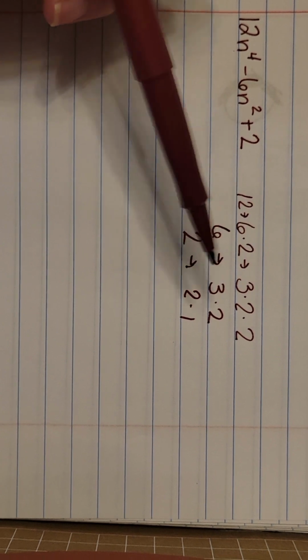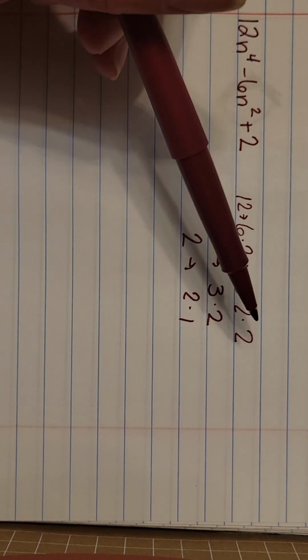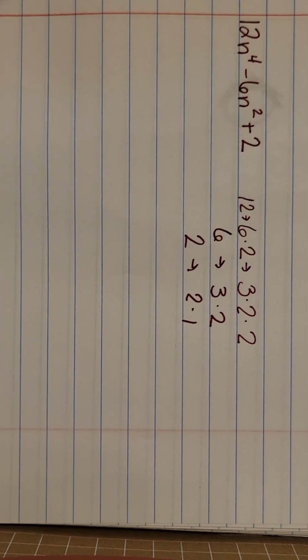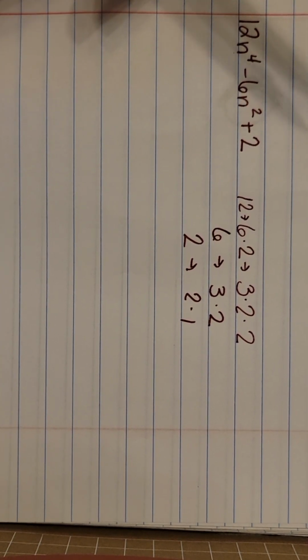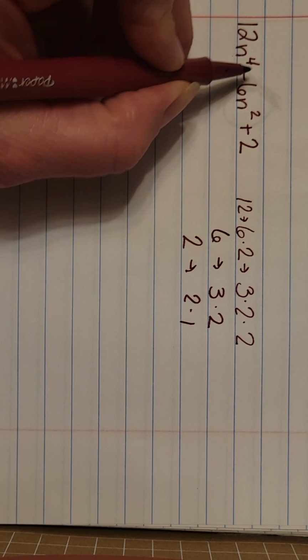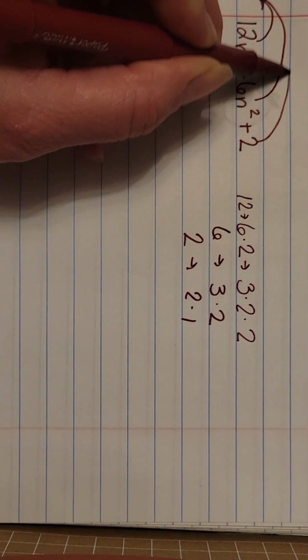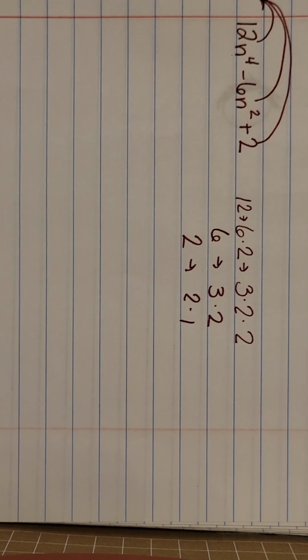So now I see, what do they all have in common? Well, look, they don't all have a 3 in common, but the only thing they all have in common, see how they each have a 2? That means that's our common factor, okay? So we're going to pull out a 2. So again, we're taking it outside. We're not getting rid of it. It's not disappearing. It's just coming outside the parentheses.